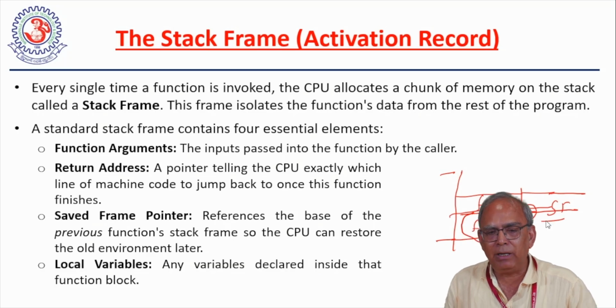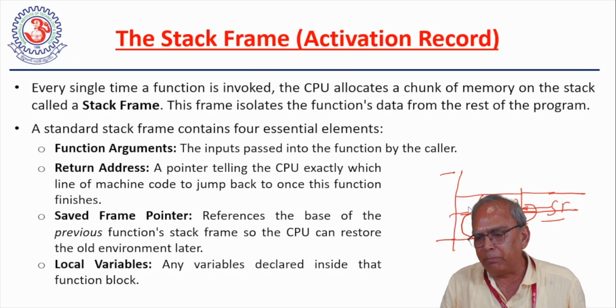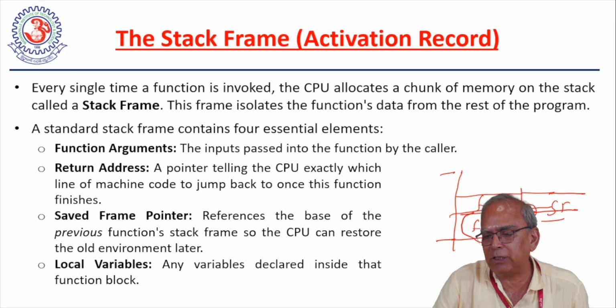So basically, the function arguments, the inputs passed on to the function, then it has the return address, the saved frame pointers, because this particular frame starts from this particular location here. If you see it here, it starts from here.